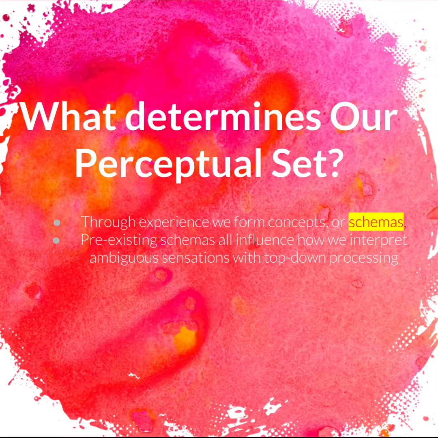So what determines our perceptual set? Through experiences, we form schemas. Schemas organize and allow us to interpret unfamiliar information. Our pre-existing schemas for old women, young women, for monsters, tree limbs, all influence our interpretation of sensation with top-down processing.